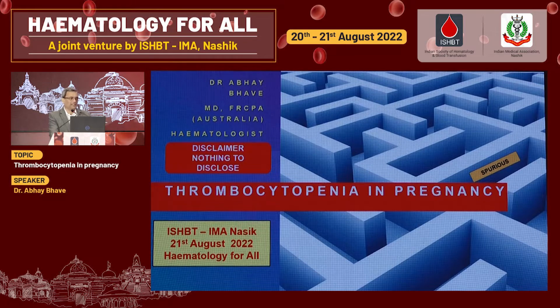So you can have spurious, that means a wrong report. Collection is a problem. Platelets are stuck to each other. That's why the report has come wrong. One quick slide review under the microscope, and you're done.